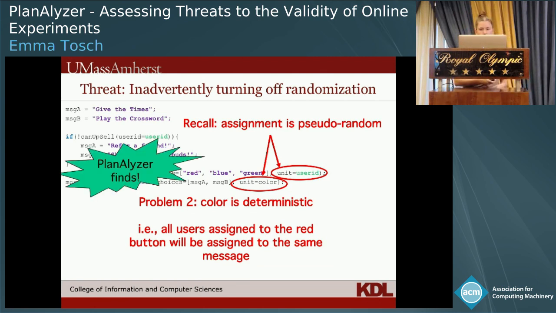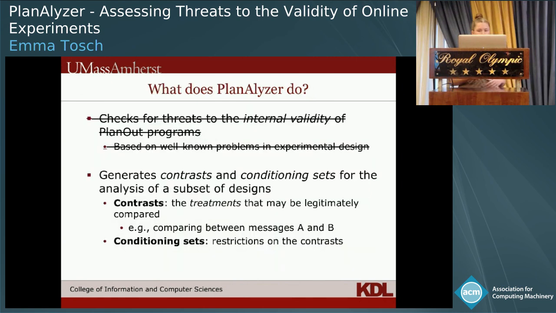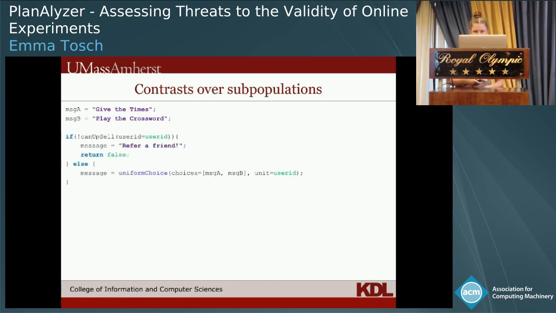So PlanAlyzer finds this. Unfortunately, we actually have no idea what the author intended to do here, and the fix is not immediately obvious. So now that we've covered some threats to validity, let's take a look at contrast generation. So let's return to the original example where we were just selecting between 2 messages, and recall that this was the expression that we had for the contrast.